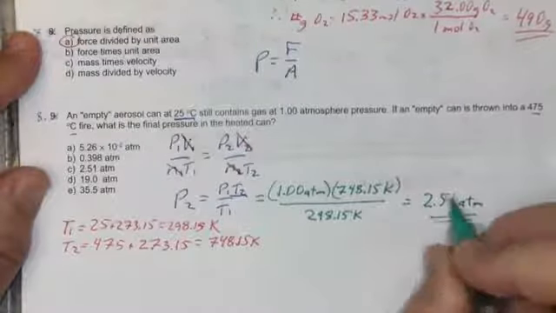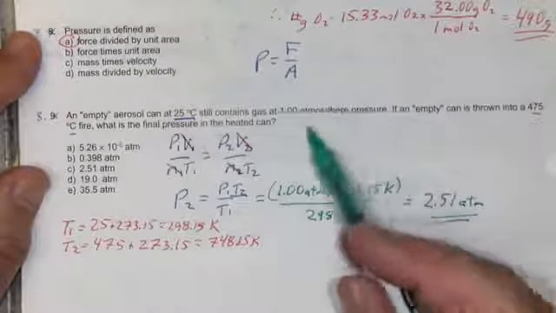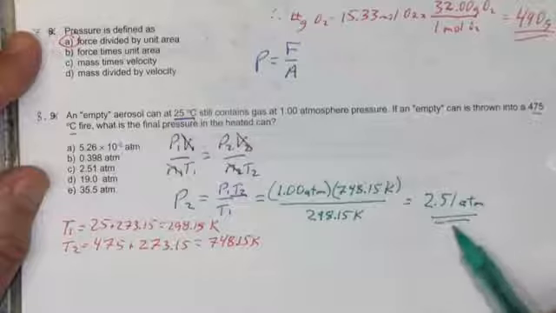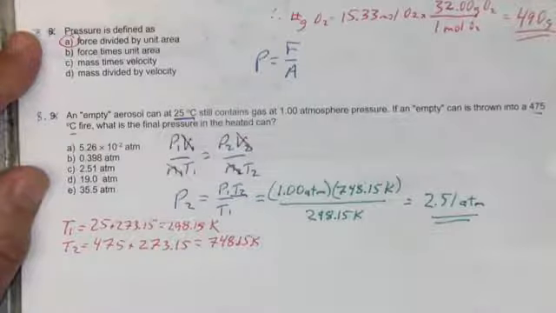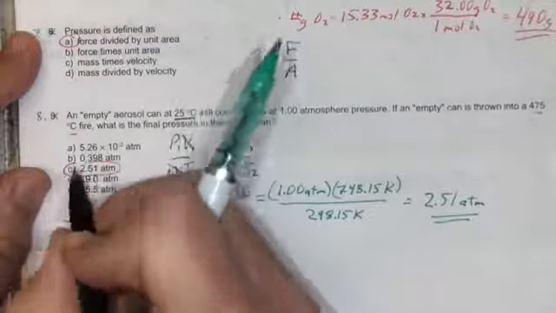By the way, this is why you would never throw an empty can into a fire, because if it's empty, it still exhibits 1 atmosphere of pressure, and as it heats up, it will build up a high pressure and explodes. So the correct answer to number 8 is choice C, 2.51 atmospheres.